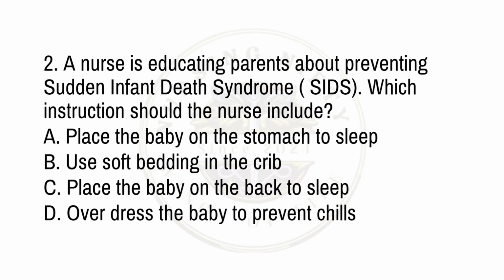Question number 2. A nurse is educating parents about preventing sudden infant death syndrome. Which instruction should the nurse include? Options: Option A, place the baby on the stomach to sleep. B, use soft bedding in the crib. C, place the baby on the back to sleep. D, overdress the baby to prevent chills.